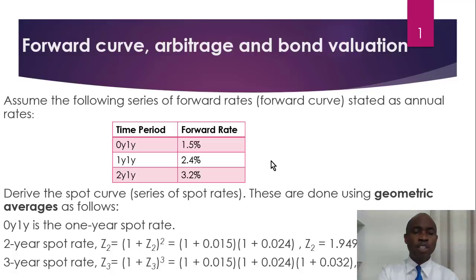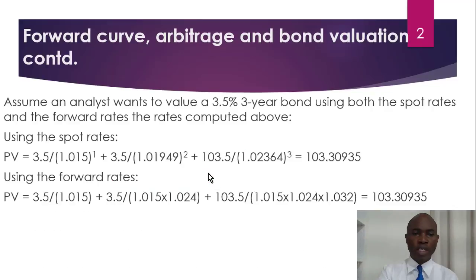Now the 0 year, 1 year, what we are looking for here is the spot rate, so we can price a bond. Now the 1 year spot rate is basically the 0 year, 1 year implied forward rate, which is 1.5%. We don't need any calculation there. Now for the second year, you need to link the first forward rate to the second forward rate. So basically it's a geometric average. You multiply this by this to derive 1.949%. Then for the third year spot rate, you link the three forward rates together to get 2.364%.